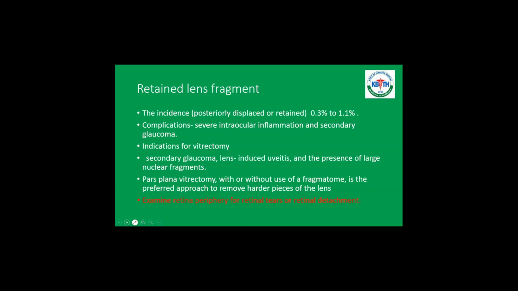So in what situations would you want to operate? When it is causing secondary glaucoma, when there's lens-induced uveitis, or when there's presence of a large nuclear fragment. Now, during your surgery, it's important to look at the retina periphery to determine whether there's a retinal tear or retinal detachment, so that you can actually treat whilst inside the eye before having a retinal detachment at hand post-operatively.